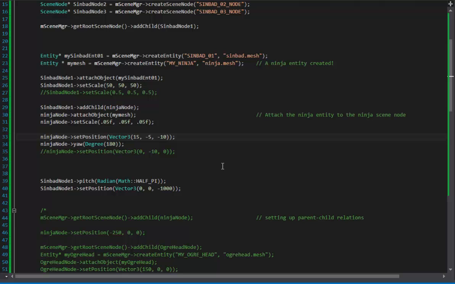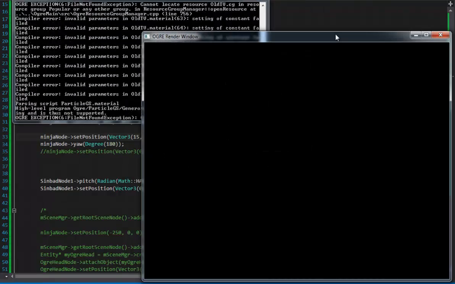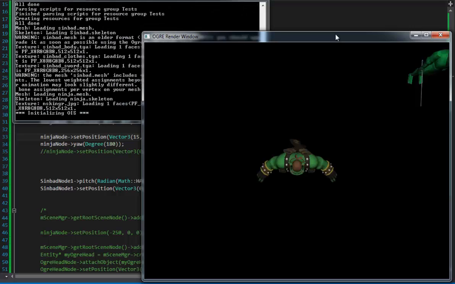So the Ninja is behind the Sinbad, actually. That's what I want to do. I want the Ninja to be behind the Sinbad. And then when I get that set up, I'm going to show you in terms of the parent space and the world space.